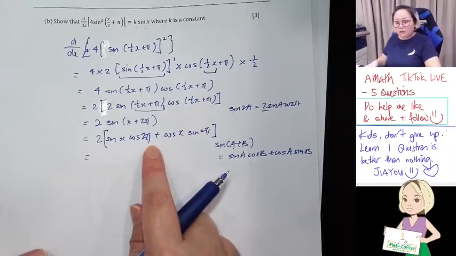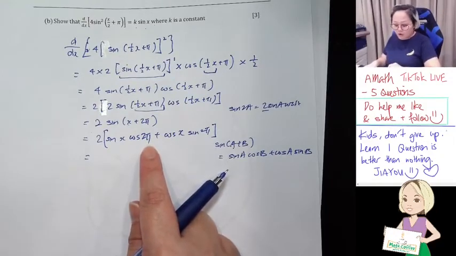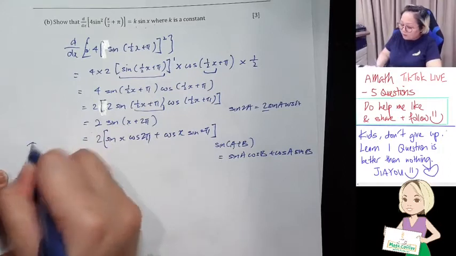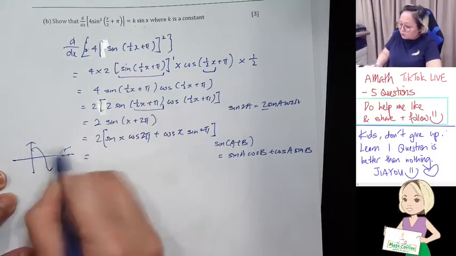So what is cosine 2 pi? Okay, 2 pi means the same as 360 degrees. So you can actually press the calculator for cosine 360. Cosine 360 degrees actually gives you 1. If not, you go by the cosine graph. Cosine 360 is here, which is 1.